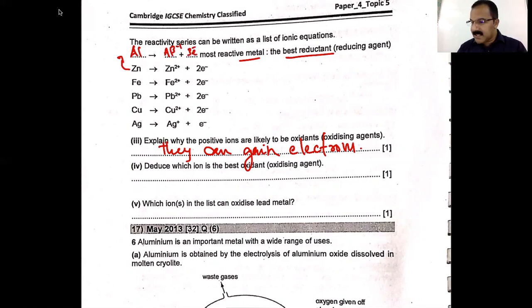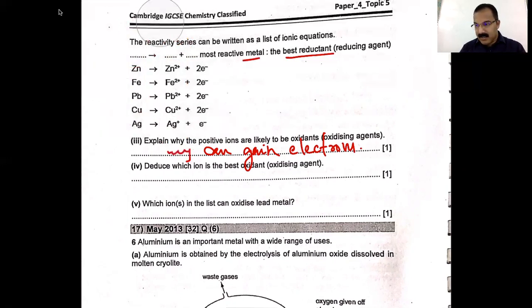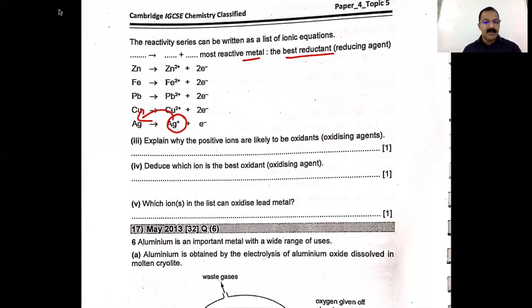Most reactive metal is the best reductant. So this is the best reductant. So the best oxidant would be from the other side. These are all oxidants because they are positive ions. They are oxidant, oxidizing agent. These are reducing agents. This is the most reactive metal, so very readily it undergoes this reaction. As you come down, the reactivity decreases and silver won't easily become silver ion. In other words, silver ions will most readily reverse it by gaining electrons. So the best oxidant would be Ag plus 1.